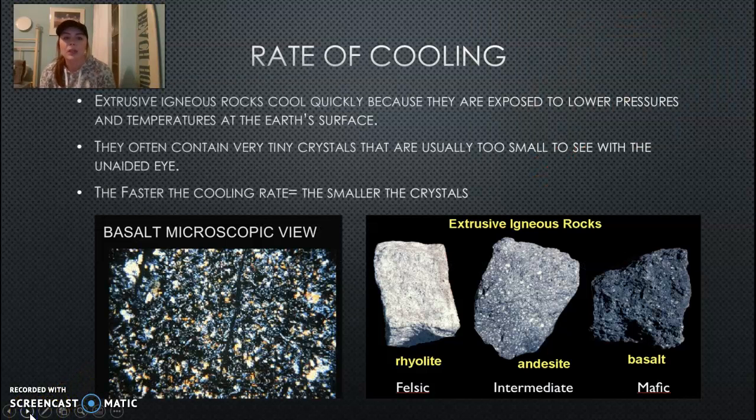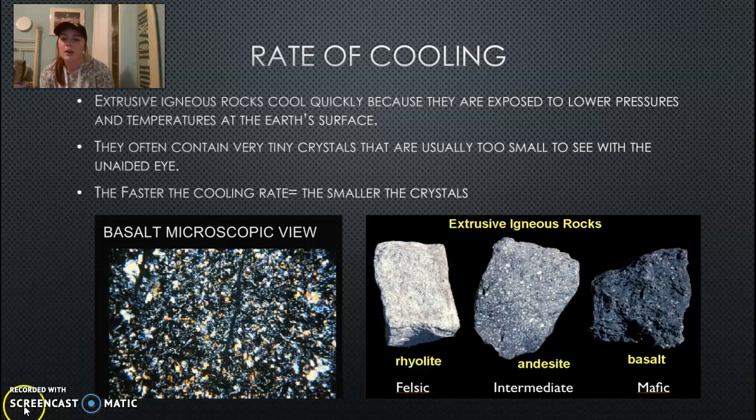Next is the rate of cooling. Extrusive igneous rocks cool very quickly because when they're exposed to the low pressures and temperatures at Earth's surface, they cool much quicker. They often contain very tiny crystals that we cannot see with the unaided eye, and the faster the cooling rate means that there are smaller crystals that form.